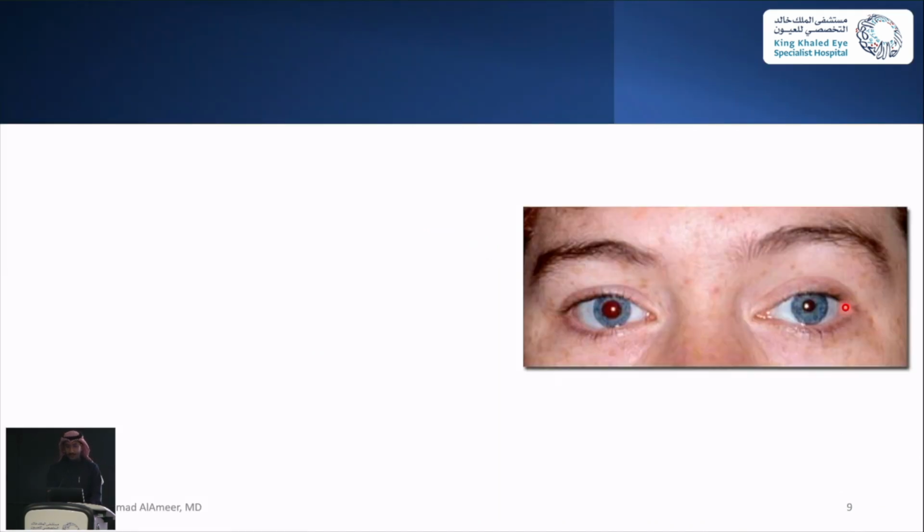Okay, this eye is miotic and you have mild ptosis. Right? You agree? So this is Horner. So this eye is normal. Okay, what is Horner?